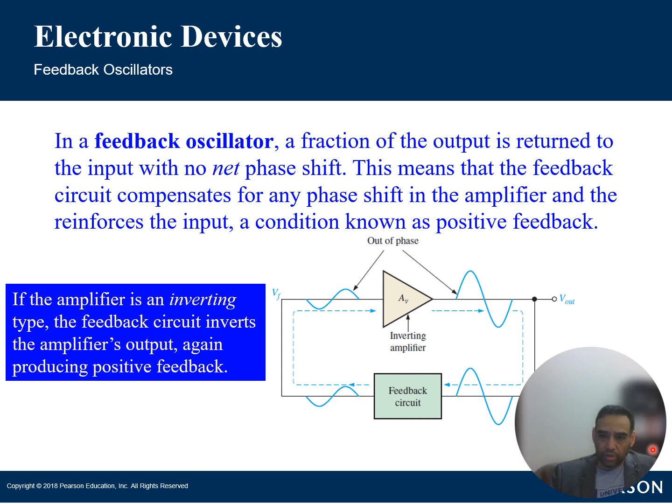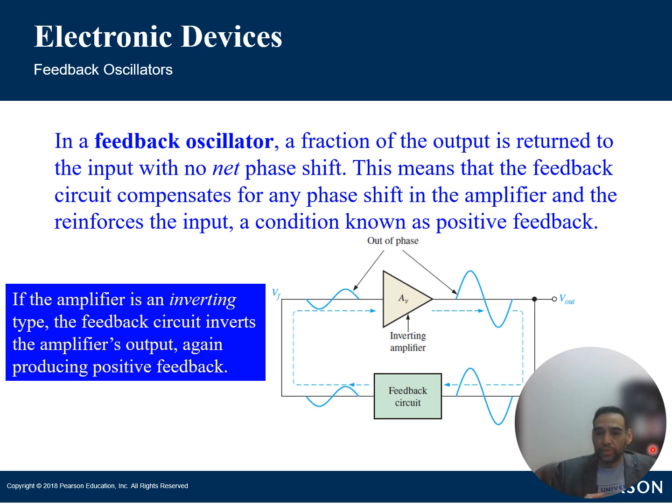Now, because we have this inversion, we're going to have this phase shift. In the feedback oscillator, the phase shift is introduced into the feedback loop. The phase shift is crucial for sustaining oscillations. You need this. It ensures that the feedback signal reinforces the input signal positively, and it leads to continuous oscillation.